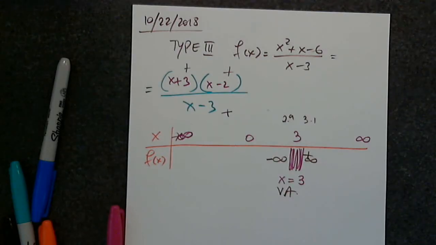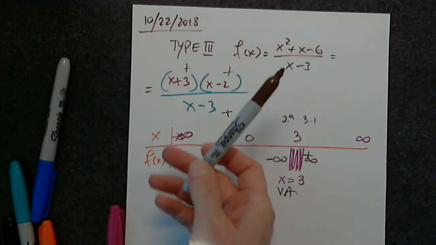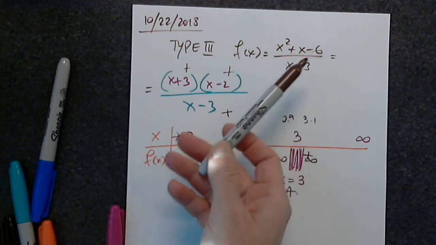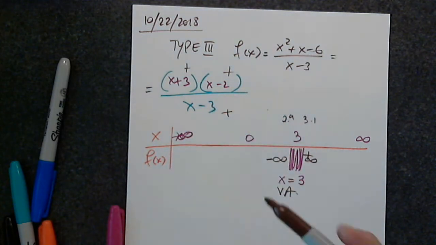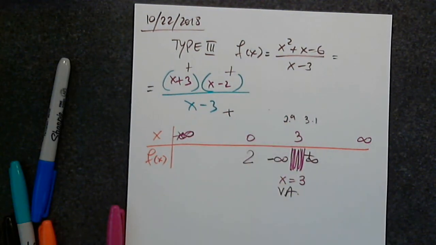Very good. Okay, so let's plug in 0. 0, 0, negative 6, 0, negative 3. Negative 6 over negative 3. Awesome.